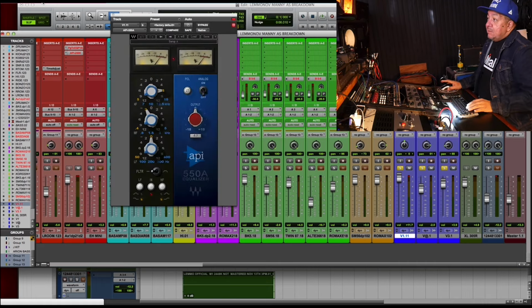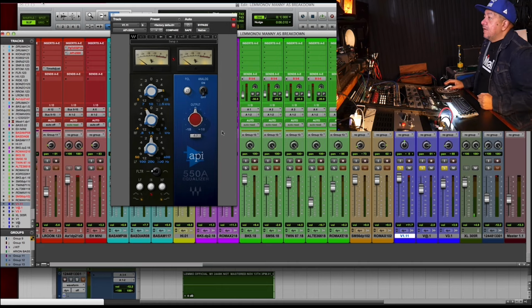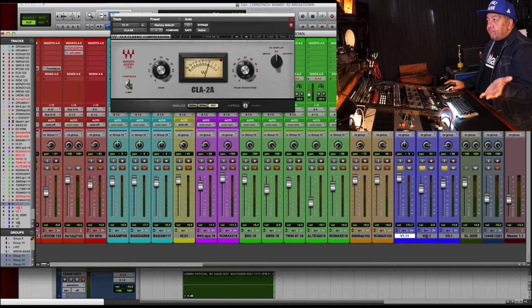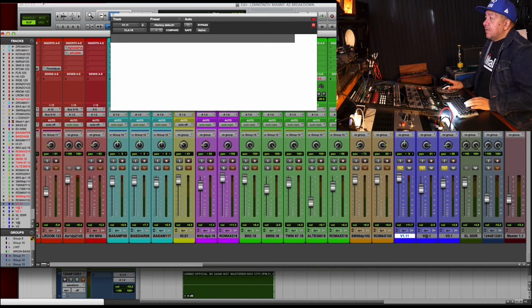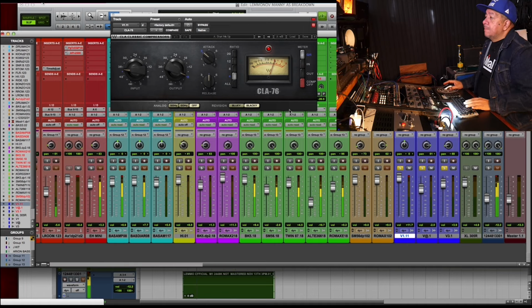I have an API EQ where I'm pumping some of the upper frequencies. Sometimes I do a lot of low-end cuts, but since this is a 60s kind of Beatle mic, that was the beauty of them. They already had their little notch cut out of the vocals, so I didn't have to do a lot of EQing on it. And then I have an LA-2A, which is Waves, barely working, and then I got a 1176, or a CLA-76.